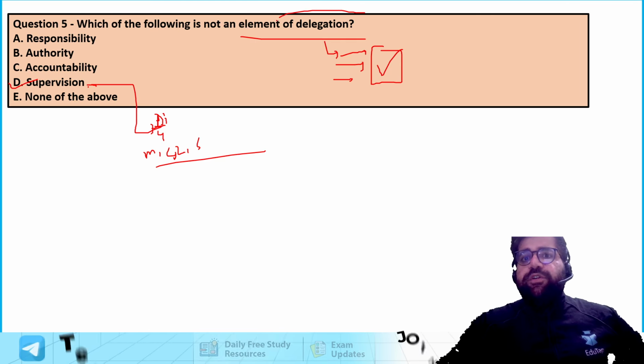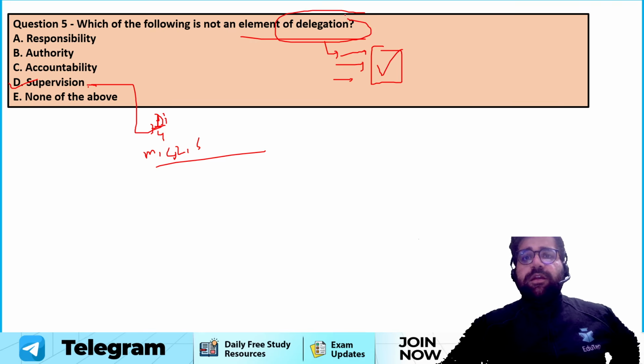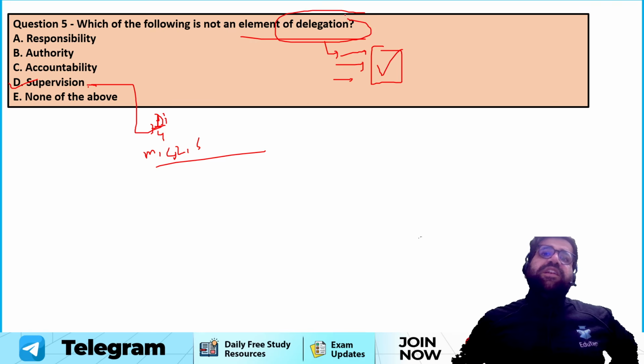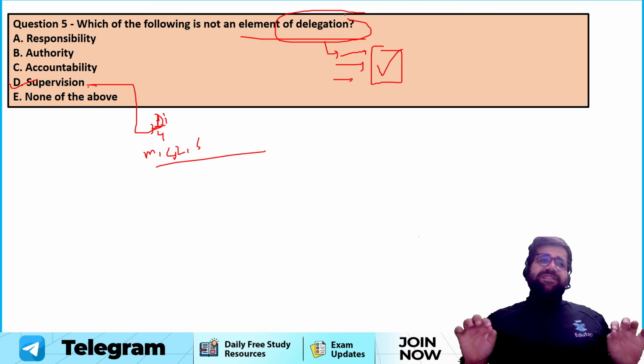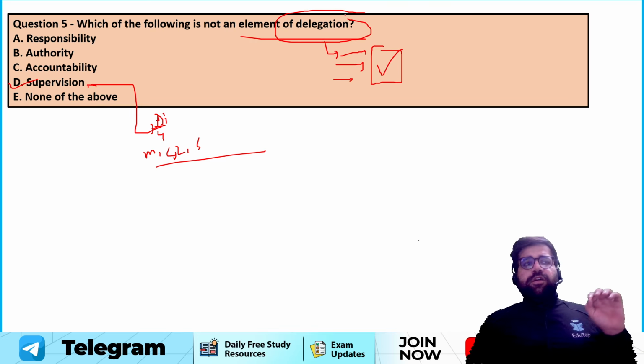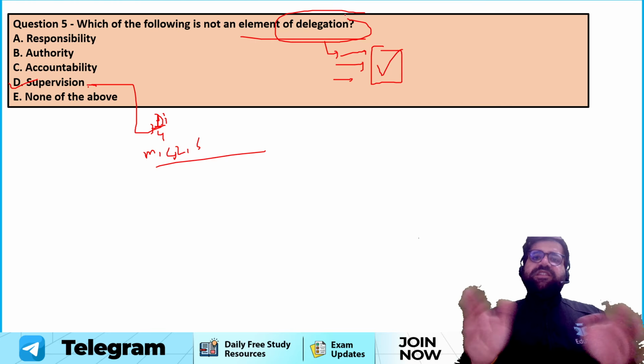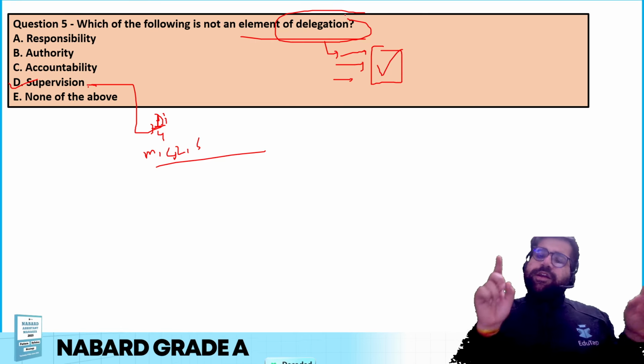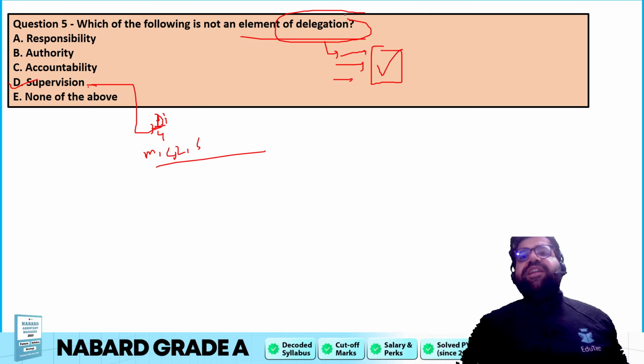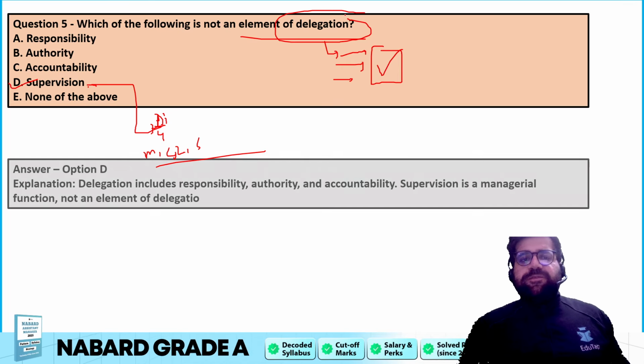And by the way, how is delegation related to decision making? Delegation basically means what? That I am shifting my work onto you. Now, once I have shifted the work, you have to make decisions related to that particular work, right? So delegation and decision making are quite related. So try to understand that, right? So answer over here will be option number D.